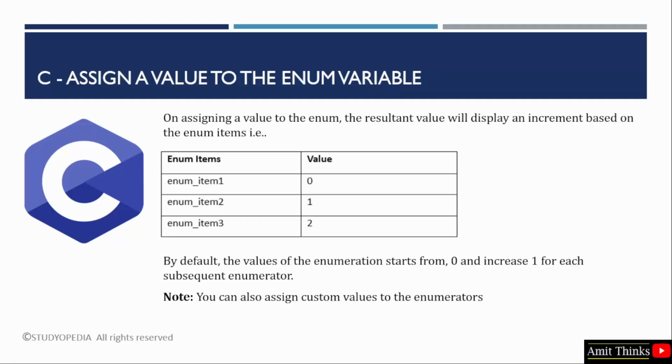Let us see how to assign a value to the enum variable. You can begin the assignment with the value 0, and this is also the default. It increases by 1 for each subsequent enumerator. That means beginning with 0, it goes to 1, then 2, 3, 4, 5, and it goes on based on your enum items. Also, you can assign custom values to the enumerators. It is not mandatory to begin with 0.